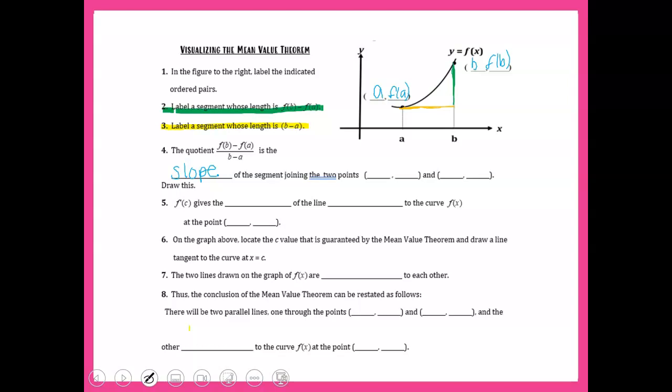So if I join those 2 points, so I'm going to join the point A, f of A, and B, f of B. I'm going to complete my little triangle. I'm going to join my 2 points. That would give you an equation of a line that goes through those 2 points.